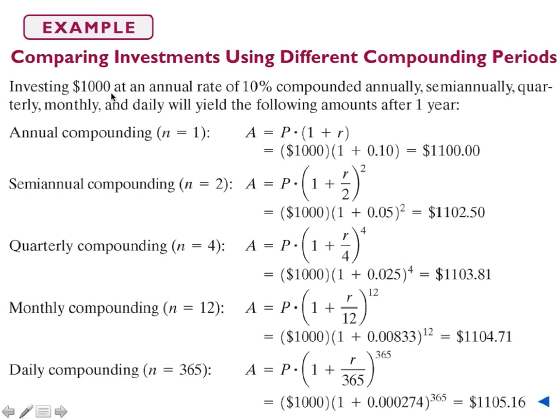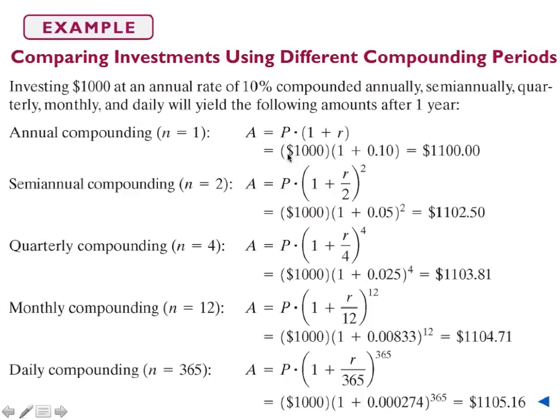So we have $1,000, that's going to be our principal. We have a rate of 10%, so we're going to rewrite that as 0.10. Now we're going to do this for compounded annually, semi-annually, quarterly, monthly, and daily, and we're going to do it for just 1 year, which simplifies things a little bit.